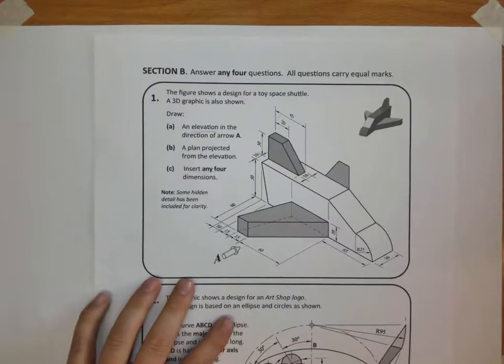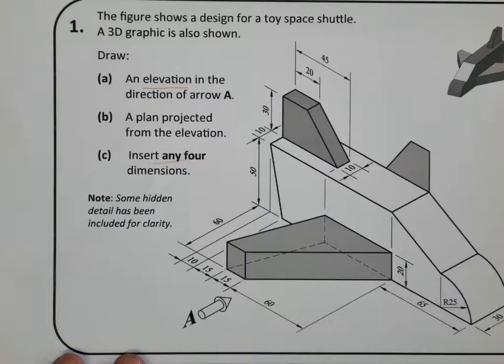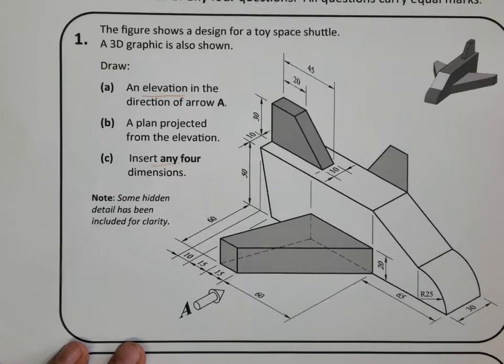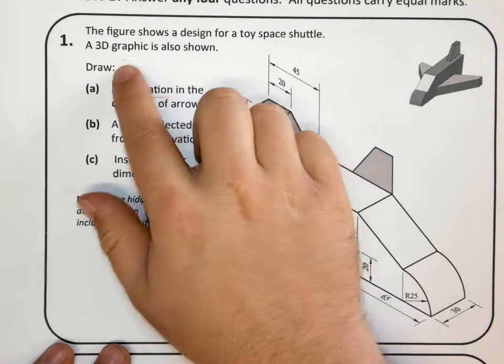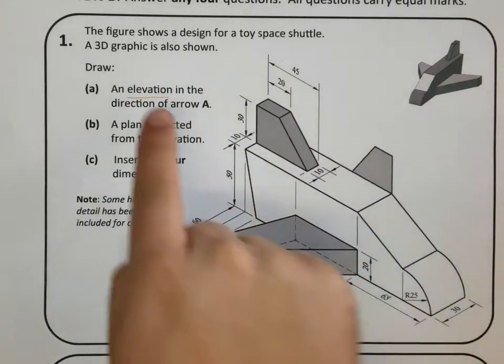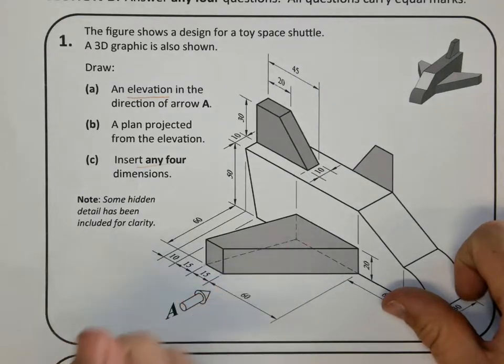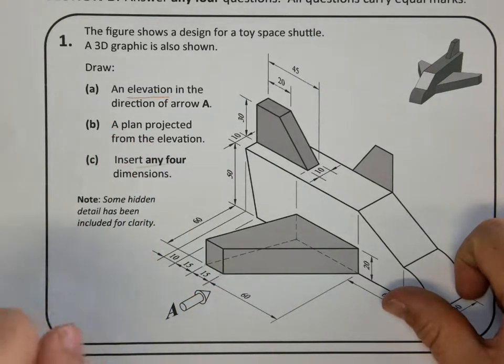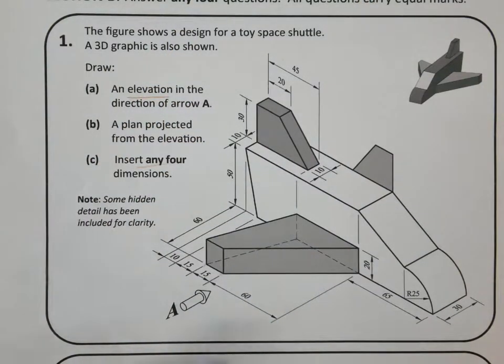Okay, welcome to this video on Section B, 2018, Question 1, Ordinary Level. The figure shows a design for a toy space shuttle. A 3D graphic is shown. A. Draw an elevation in the direction of arrow A. B. Draw a plan projected from the elevation, so looking down from the top. C. Insert any 4 dimensions.